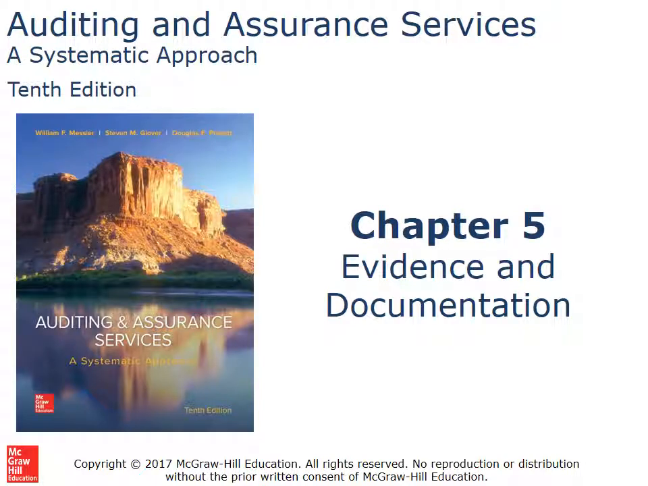In Chapter 5, we will be discussing the audit evidence and documentation. So if you look at our flowchart on page 129, in Chapter 3 we talked about client acceptance and continuance. We looked at preliminary engagement activities, and now we're on the last chapter of planning the audit. Specifically, here's what we'll be learning in this chapter.